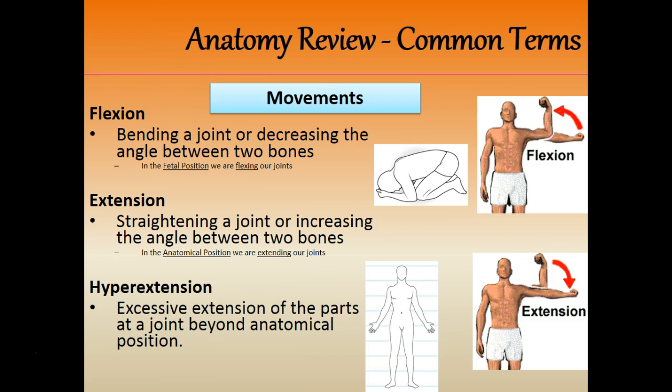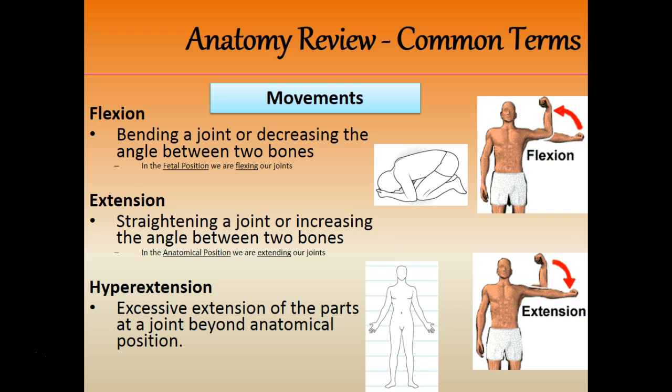Okay, quickly, let's go through movements. Flexion is bending of a joint or decreasing the angle between two bones. Most often, we can see that in elbow flexion, like the patient is doing in this particular image, but also knee flexion, plantar flexion, and shoulder flexion. Extension is the opposite of that. It's increasing the angle between two bones or straightening a joint. So elbow extension and knee extension would be common movements.